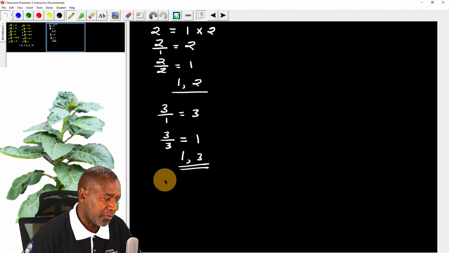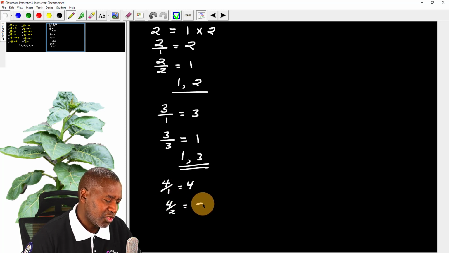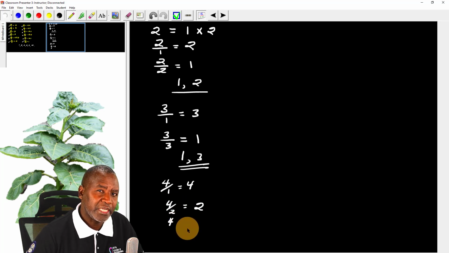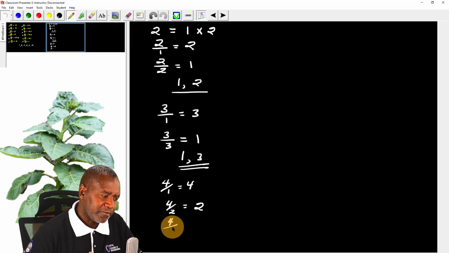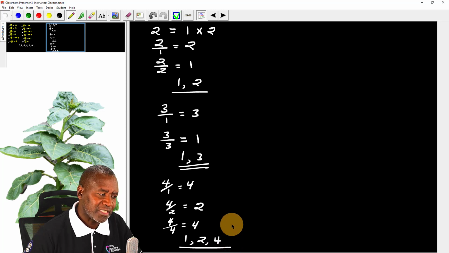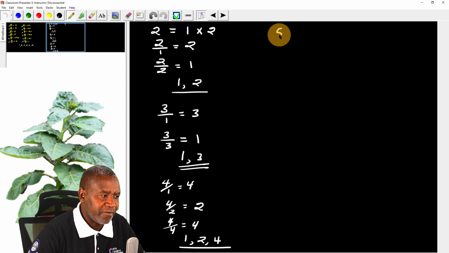Let's look at 4. When I get 4, I divide by 1, I get 4. When I divide by 2, I get 2. When I get 4 divided by 3, I get 1 remainder 1. So 3 is not a factor of 4. But when I get 4 divided by 4, I get 1. So the factors of 4 are 1, 2, and 4. There are 3 factors.